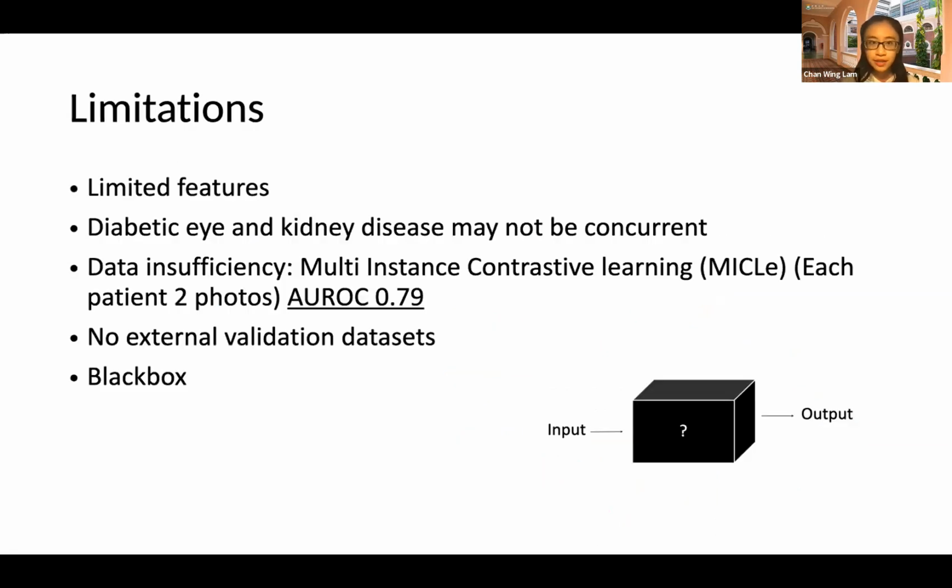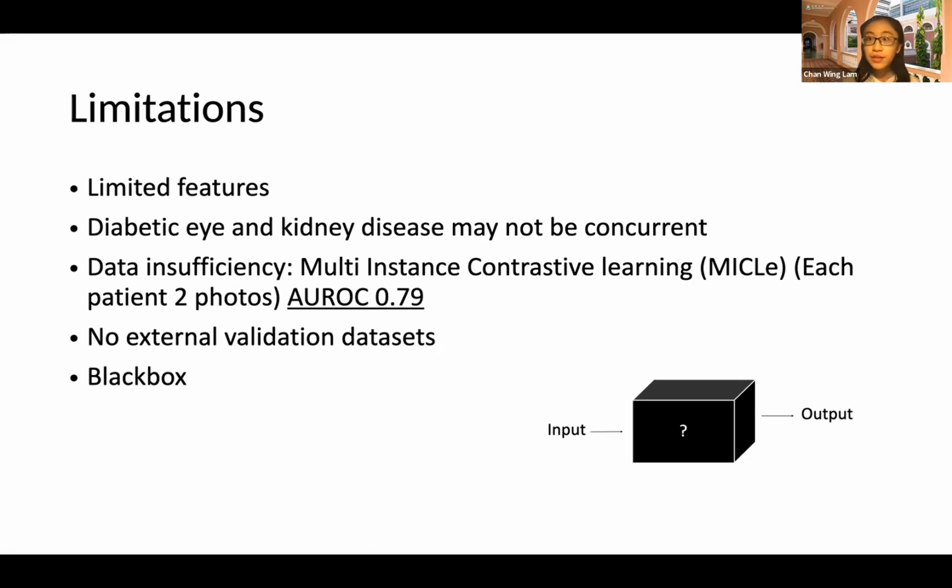So lastly, I'll talk about the limitations. The premise of this project is to use retinal images to predict kidney outcome. So we do acknowledge that there are so many factors that are not visible and not found in the retinal images, and these factors might be crucial to predict the kidney outcome of the patient. So if we had more clinical features, we would be able to make the prediction more accurate. Secondly, diabetic eye and kidney disease may not be concurrent, which means the patient may have either one of them without the other. Thirdly, data insufficiency.